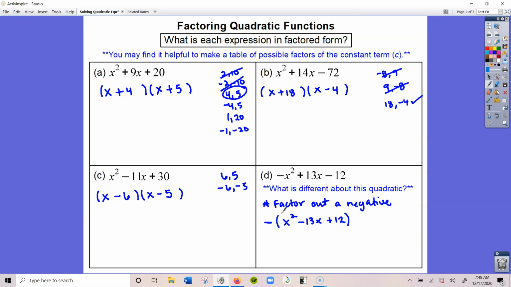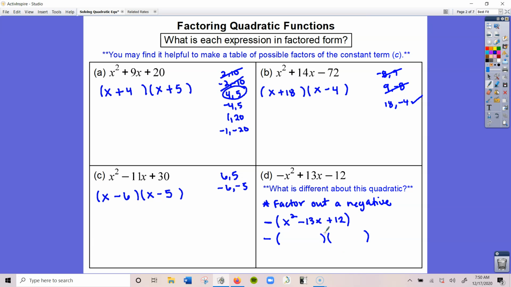And think about it. If you're ever unsure if you factored correctly, think of if you were to distribute this negative, you would get negative x squared plus 13x minus 12. And if it gives you what you originally had, then you're okay. So now that we have factored out this negative, we can now continue factoring what's inside of that parentheses. So we still have this negative on the outside, but now I'm going to open up my two parentheses.